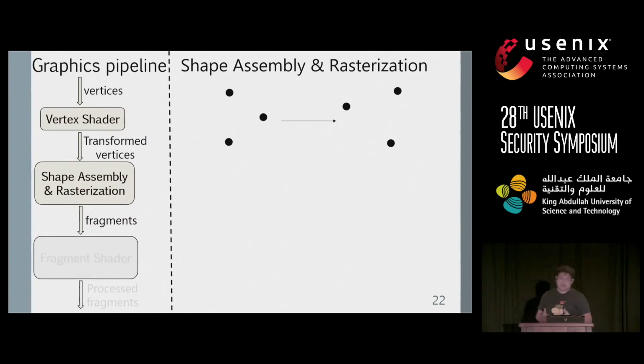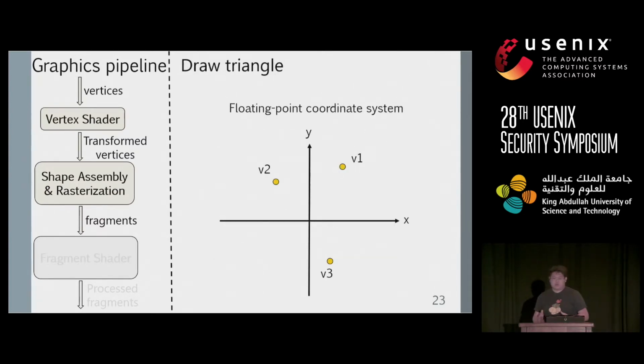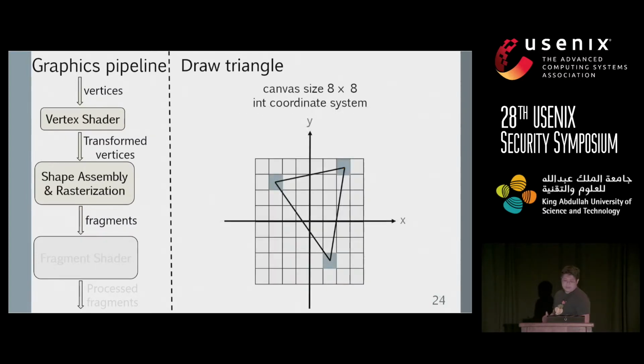The next step is shape assembly and rasterization. Shape assembly is just the points creating a triangle, and rasterization is the shader deciding which pixel is in this triangle. For example, when we try to draw a triangle in WebGL, it's a floating point coordinate system. In shape assembly, it will create a triangle, and then comes the rasterization part.